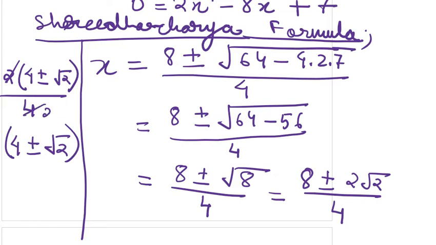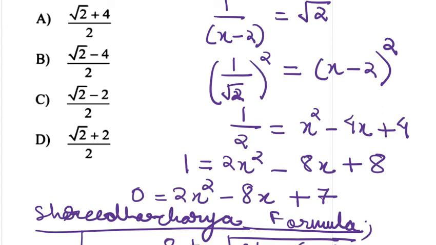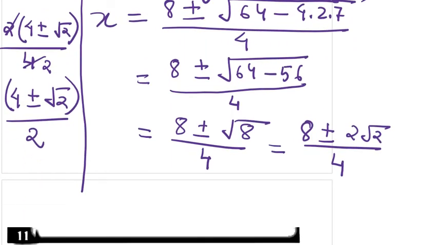So that is 2 over here. That means that's divided by a 2. So let us now check what will give us the answer. You can see one of them is here. It's 4 plus root 2 divided by 2, right? So you see you've got two values over here: 4 plus root 2 divided by 2 and 4 minus root 2 divided by 2. So you can find any one of them, right?